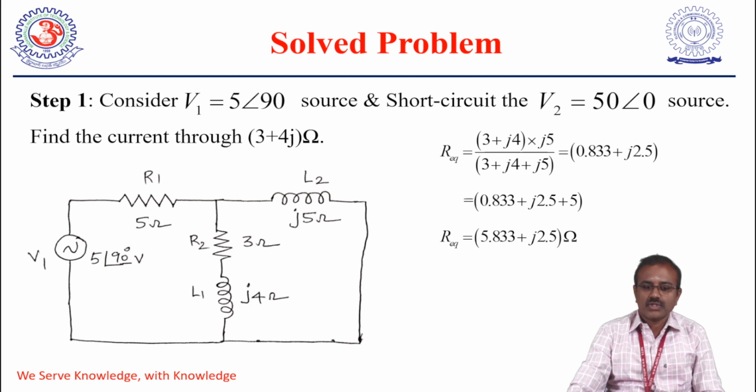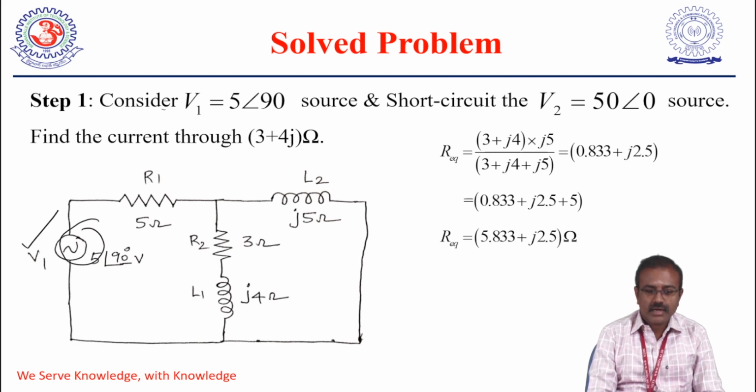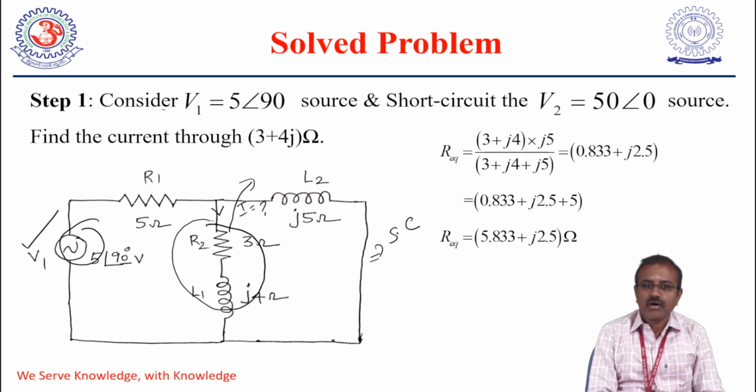Step number 1. We consider the V1 voltage source, that is the 5 angle 90 volt source, and we short circuit the other voltage source. We need to find the current through this 3 plus 4j ohm impedance. For that we find the equivalent impedance of our circuit. The 3 plus 4j ohm impedance will be in parallel with the inductance, and this entire combination will be connected in series with our 5 ohm resistor. So look at the calculation.